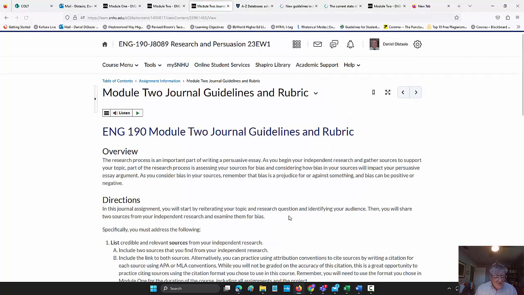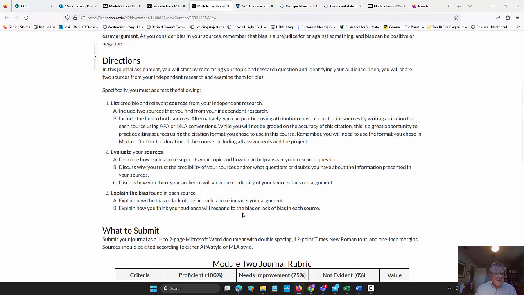In the journal, it asks these questions. List your sources, and that is the two sources that you've gotten from the library. It says include the links and practice using APA or MLA citations. And I really encourage you to do this. This is part of the assignment. And as we move along, that'll be an important skill for you to gain.